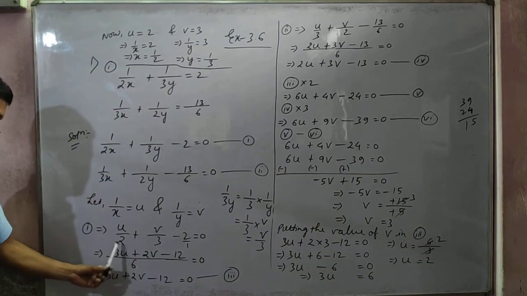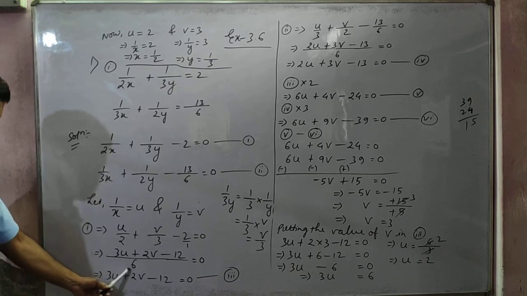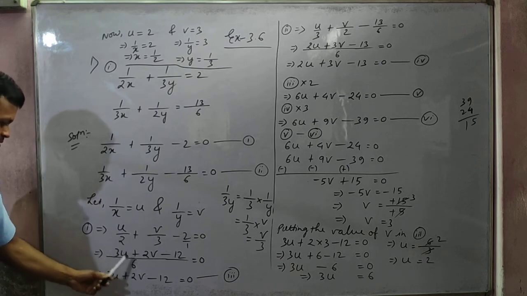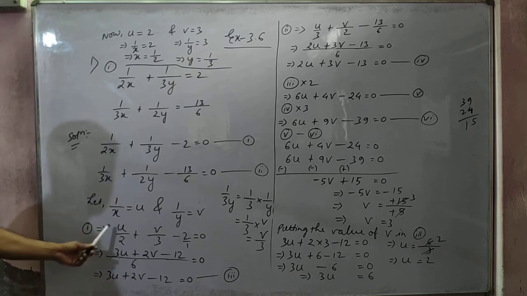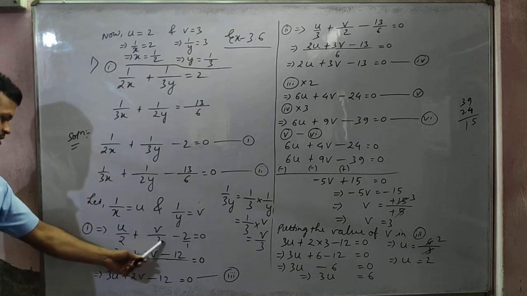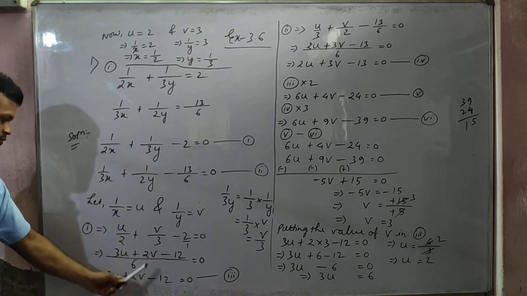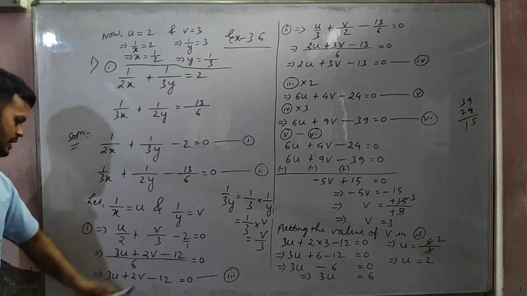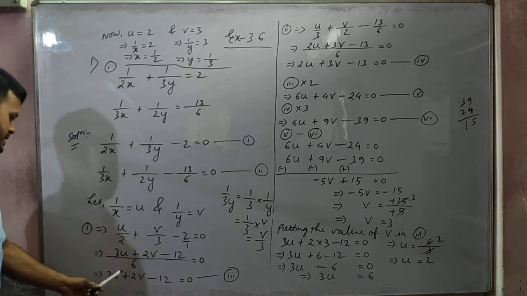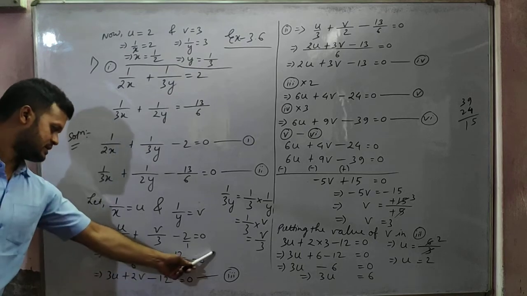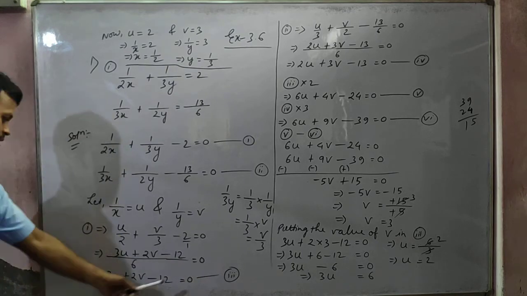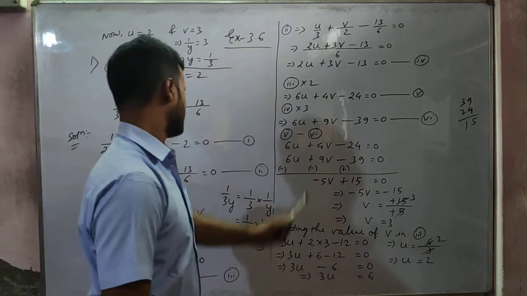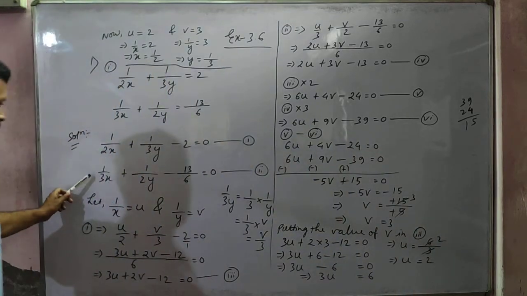Now, this 6 if I divide by 2, how many times will it go? 3 times. So 3 into u, 3u. This 6 if I divide by 3, 2 times, 2 into v. This 6 if I divide by 1, 6 times, 6 into 2, 12. Now this 6 I am cross multiplying. 6 into 0 will be 0, isn't it? So mark number 3.